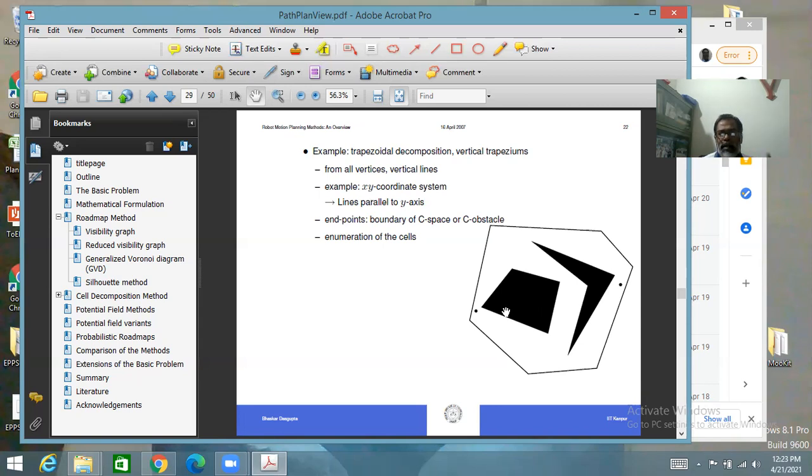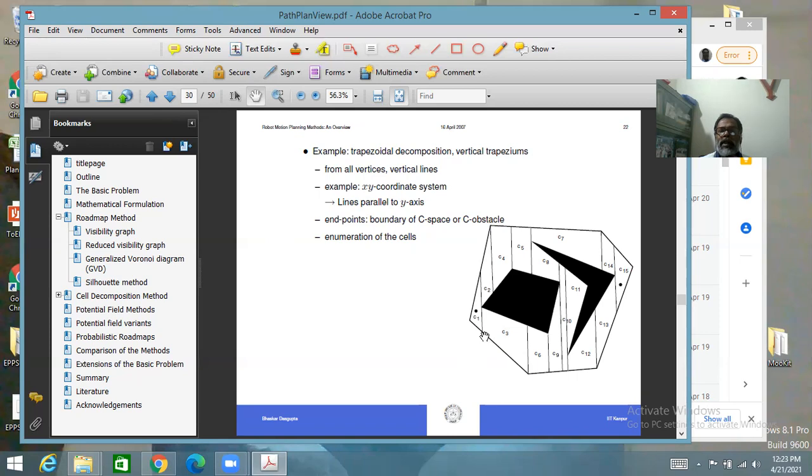Okay. And we are following an XY coordinate system, so lines parallel to the Y axis, and the endpoints of these vertical lines, basically line segments, will be on the boundary of the C space or C obstacle. So see how it works. So this, and then this is the last boundary. Whether you draw a vertical line or not there doesn't matter. Then through this, you draw a vertical line. Through this, you draw another vertical line. Through this, another. Then through this, another. Through this, also another. Okay, and so on.